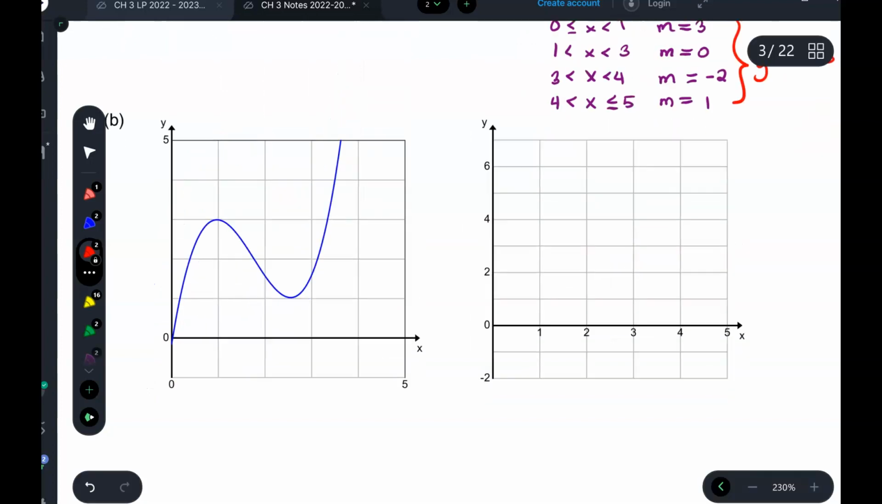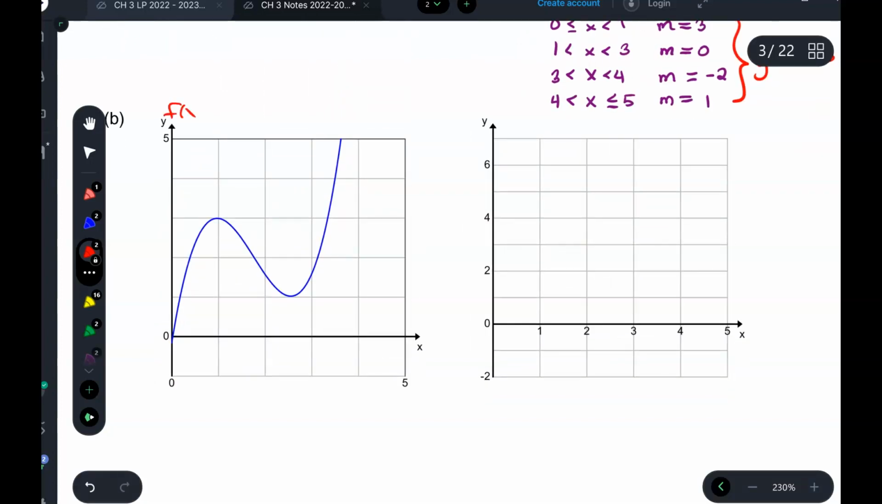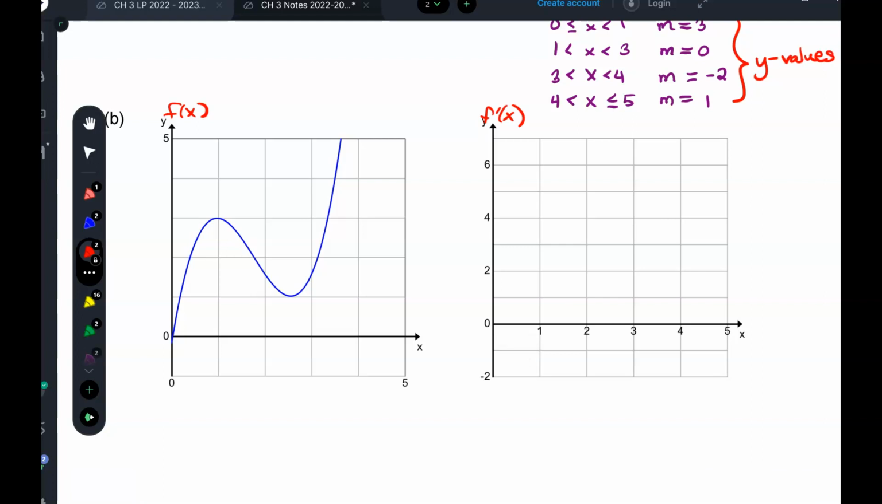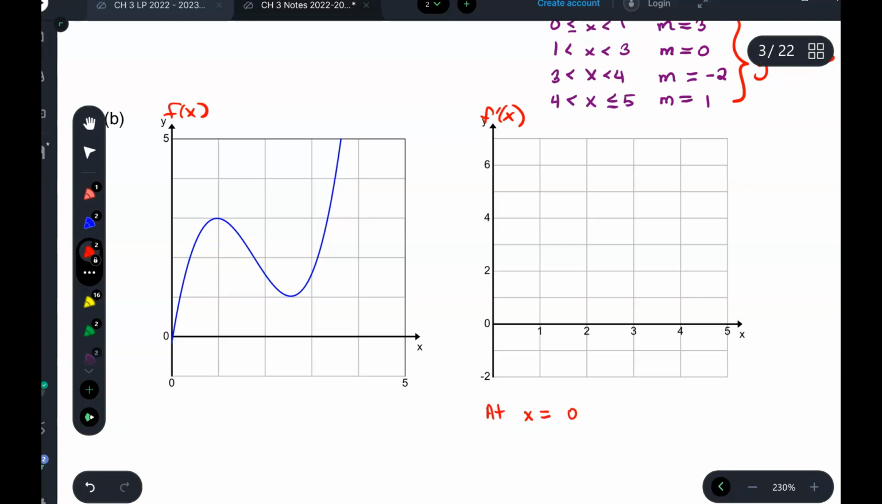Here we go. This is going to be our f of x, and this is going to be our f prime of x. Now, we can't get an exact derivative yet. We haven't learned how to do that, but we can approximate. Here's how we're going to do it. We're going to take certain values. Let's start off at the beginning, at x equals 0.